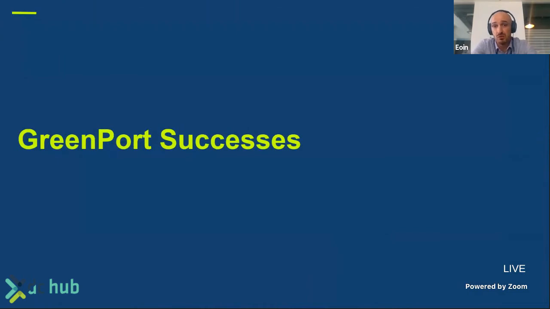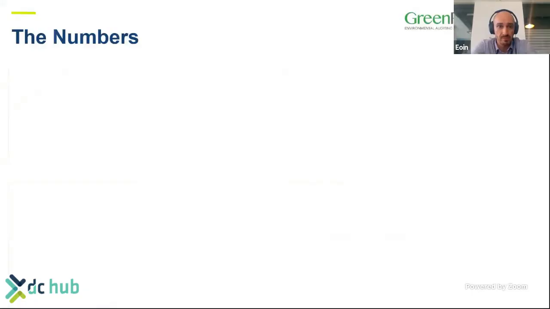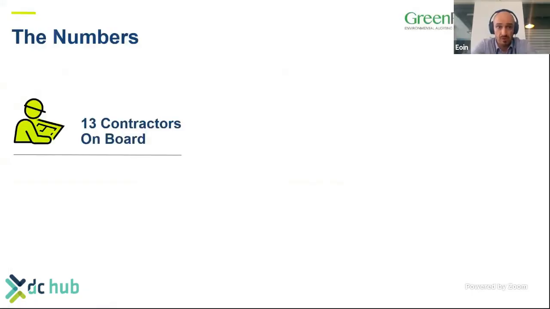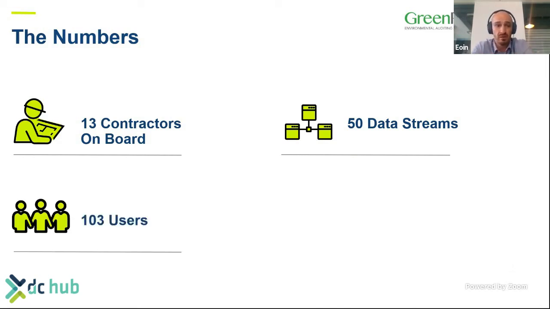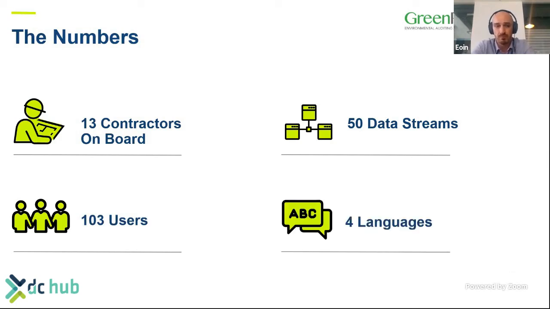So the successes of the portal thus far, on the project that we're working on in Sadie, which is obviously the one of most interest, we have onboarded 13 contractors. So there are 13 contractors using the app. Between them, because of their various contracts, they're actually monitoring 50 different data streams. Now there's overlap between those data streams because of their contracts, but all of those data streams go to one point for the client. Across those 13 contractors, we have 103 users, and they're operating in 4 different languages.